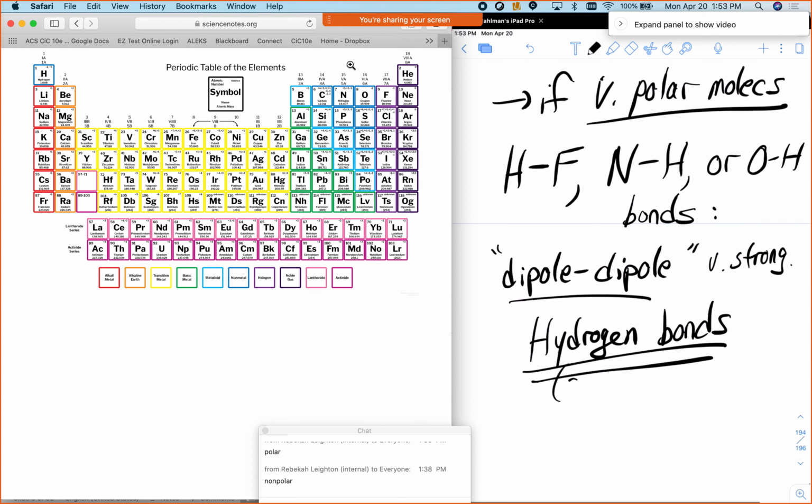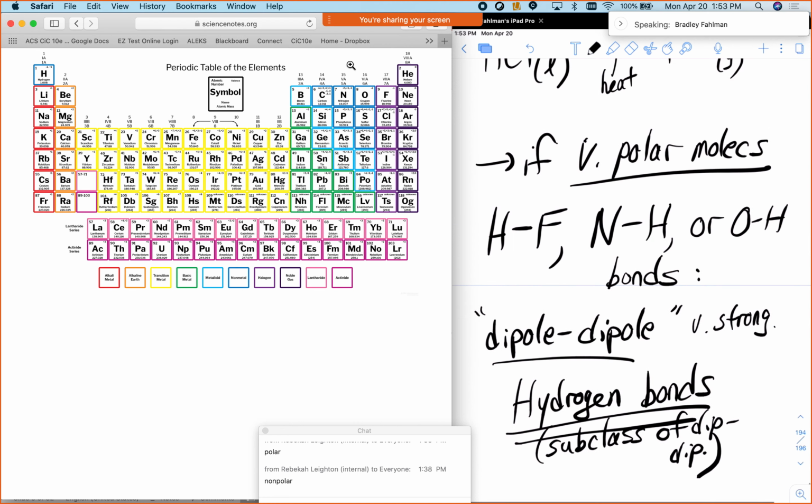Okay, so they're really a subclass of dipole-dipole. And they only occur if you have huge differences in electronegativity. So you've got hydrogen with the most electronegative atoms. Okay, so fluorine, oxygen, nitrogen. Anything else, like HCl, for instance, that's dipole-dipole. But if you have HF, that would be better termed hydrogen bond instead of dipole-dipole.